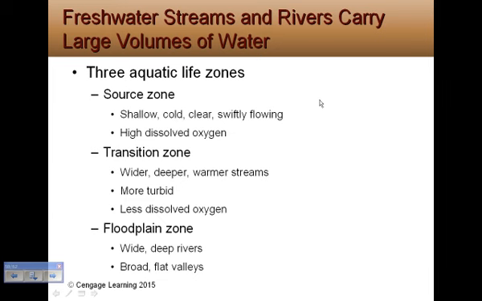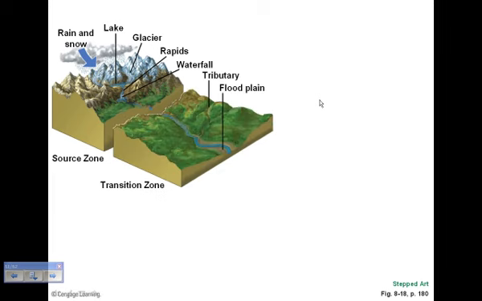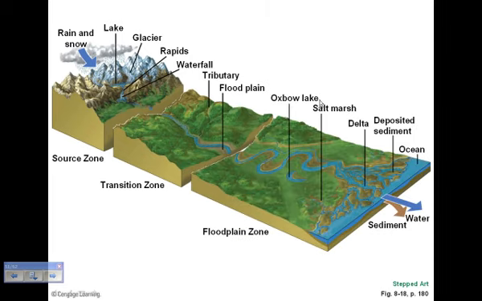And because you have different temperatures and different amounts of oxygen, you're going to have different fish species living in the different zones. So once again, here's your source zone. In this graphic, it's coming from glacial melt. Through the transition zone, again, you're going to have a change. Throughout all of the life of the river, you're going to have a change in elevation, and it's going to make its way to the floodplain where things flatten out.